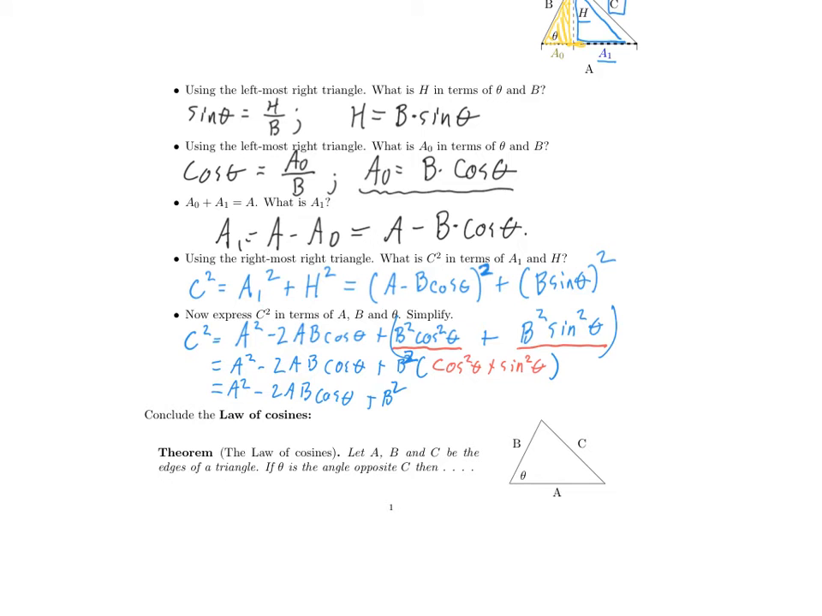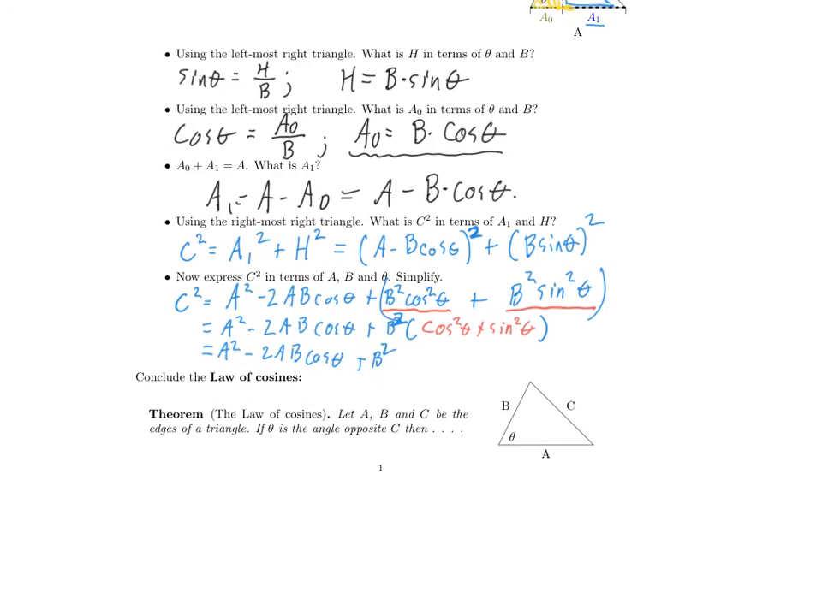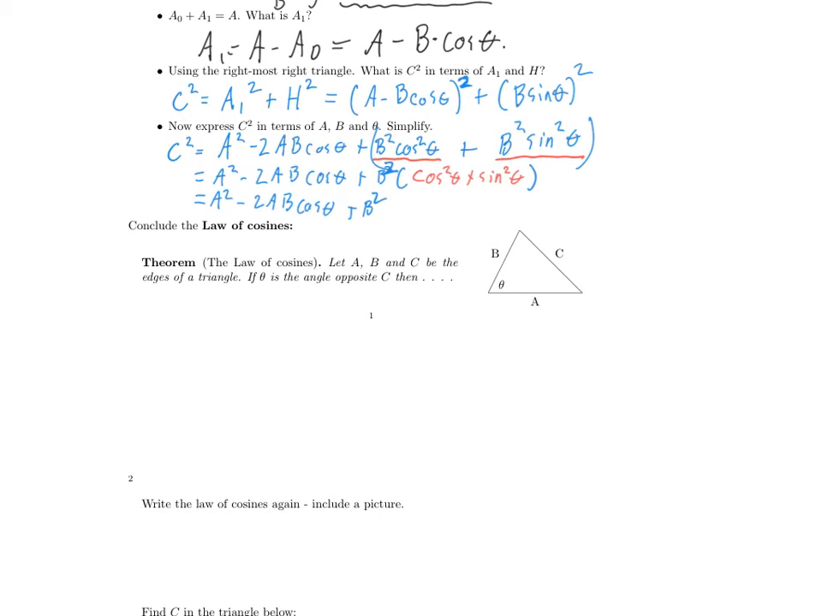That formula is the law of cosines. The law of cosines says if a, b, and c are edges of a triangle, and c is the side length opposite theta, then this formula is true. And I'll just rewrite it so that a squared and b squared come first and then this term afterwards. c squared is equal to a squared plus b squared minus 2ab cosine theta.